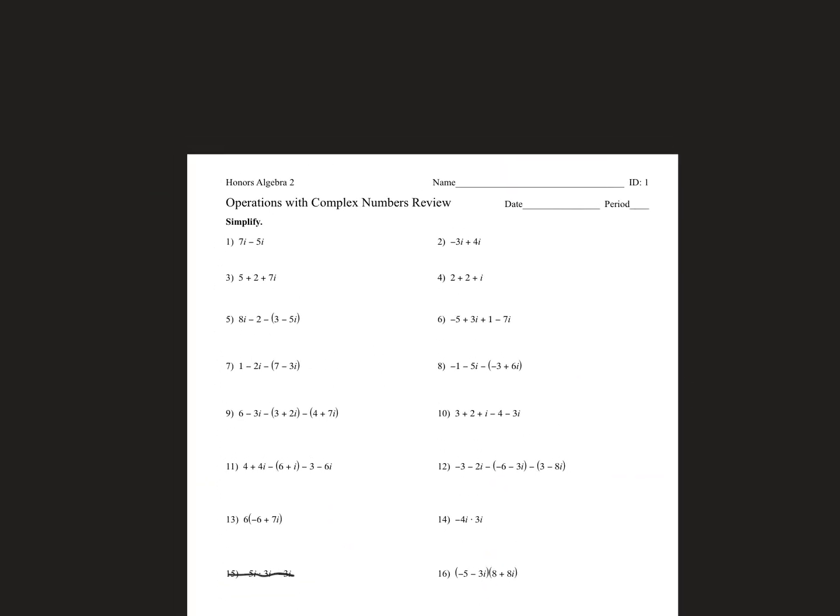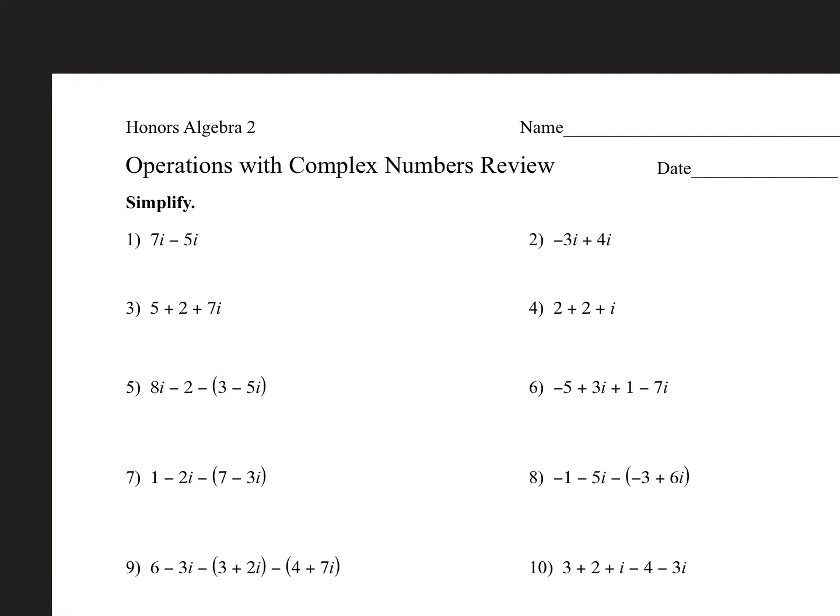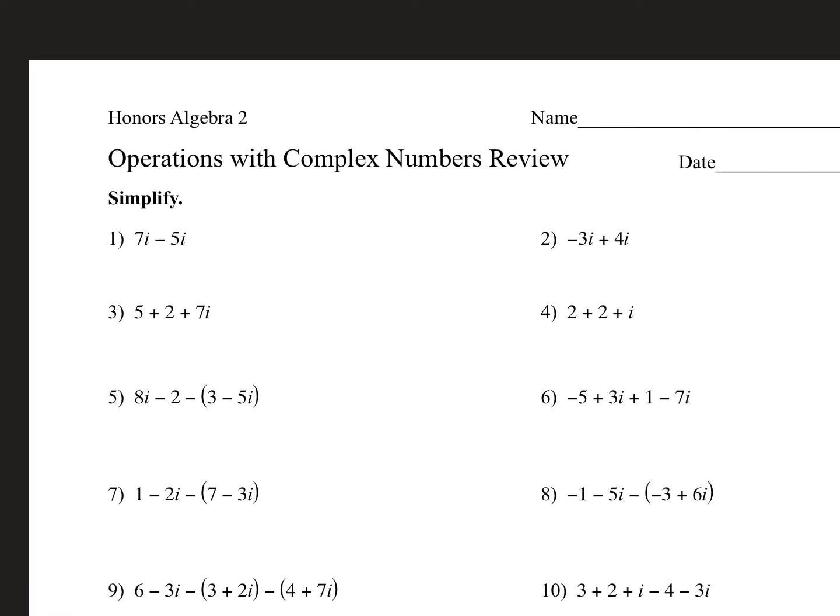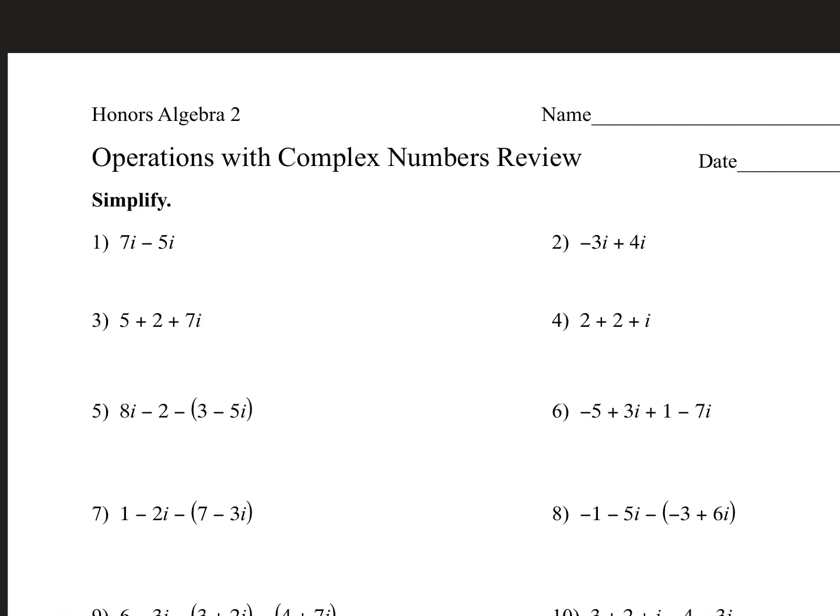They start off real easy. We're going to go through these together. They start off real simple, but I want you to just get in the habit of going through and answering the question to yourself. Real with real. Imaginary with imaginary. Combine like terms. So number 1, what's 7i minus 5i? 2i. That's it. Just 2i.